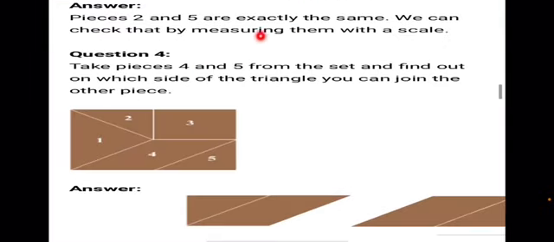Pieces 2 and 5 are exactly same. We can check that by measuring them with a scale. So 2 and 5 are exactly the same. You can see it's a triangle 2 and this is also a triangle 5. So these are exactly the same. Now take pieces 4 and 5 from the set and find out which side of the triangle you can join the other piece. So here you can see that with this one triangle, they have taken this 4 and 5 and this is the figure you get.